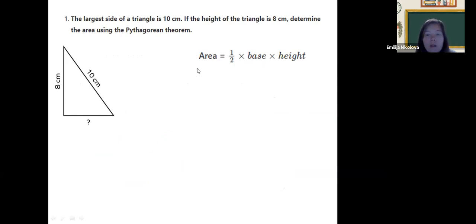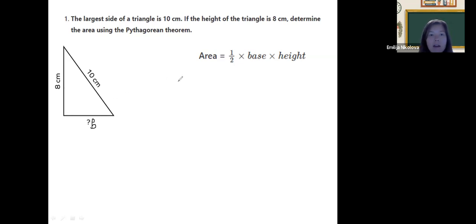Pythagorean theorem. So I have written down here how to find the area of a triangle. It is half of the base times the height. First, we need to find the base. So first we need the missing side in order to find the area. So how can we find the base? We can use the theorem. I'll put B for base.